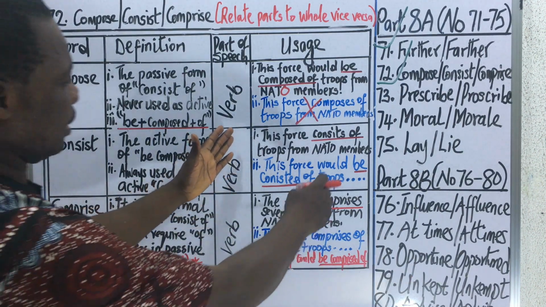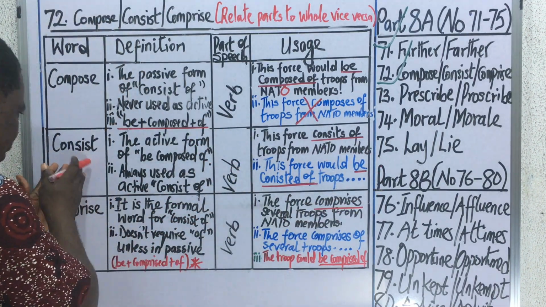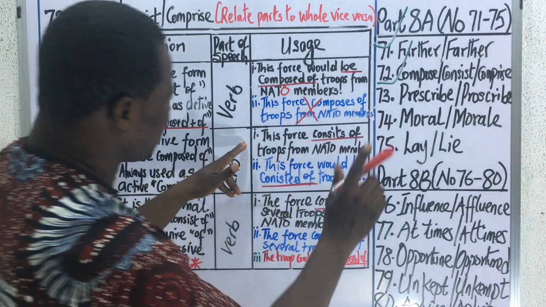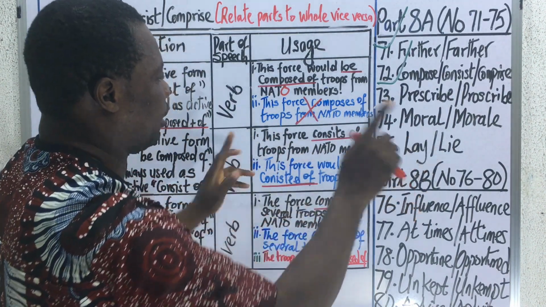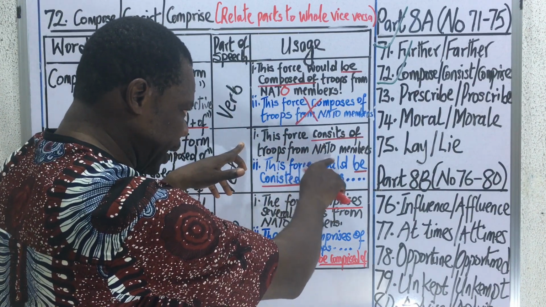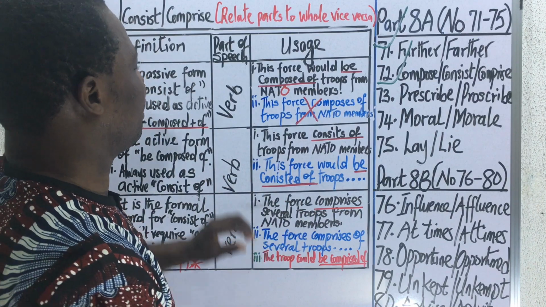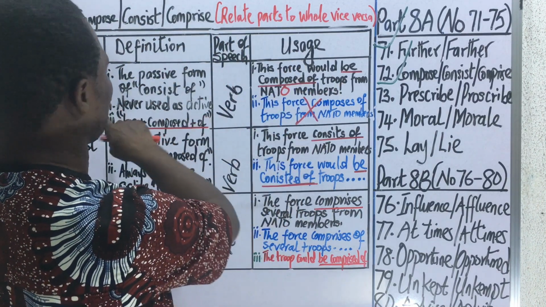Now let's look at examples of expressions to illustrate consist. The first one says, this force consists of troops from NATO members. This force consists of troops from NATO members. Perfect. Let's quickly compare it to the correct usage of compose.